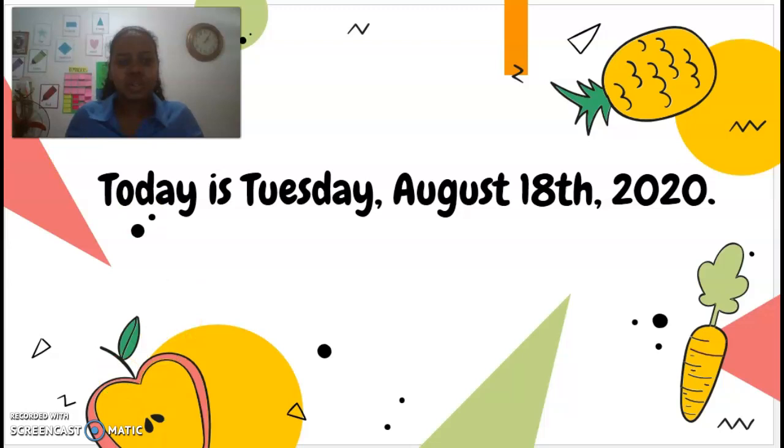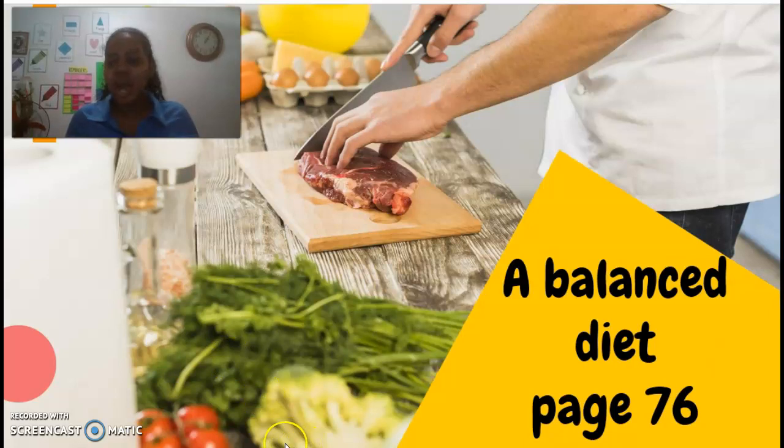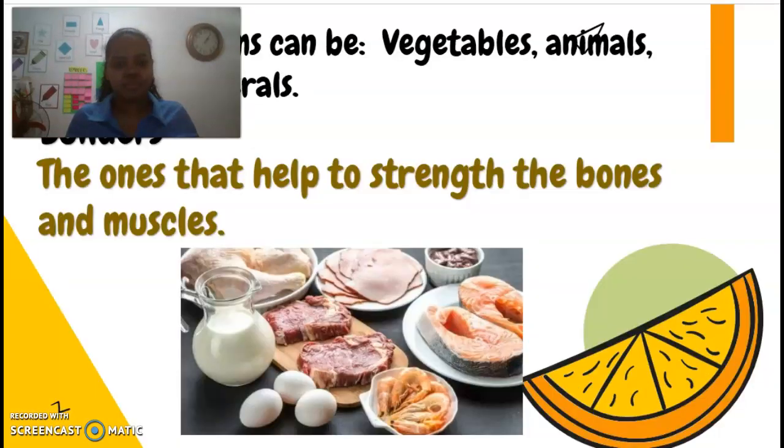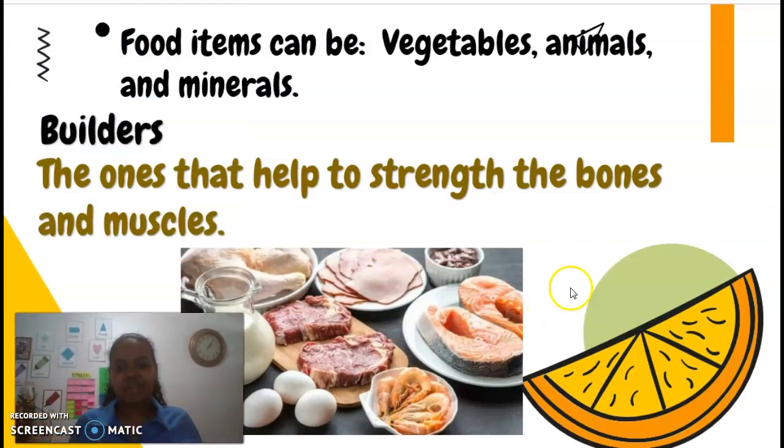What we're going to learn is how food is divided. They are separated into some groups. Today is Tuesday, August 8th, 2020. So, our topic today is a balanced diet, on book page 76. We are going to learn about food.